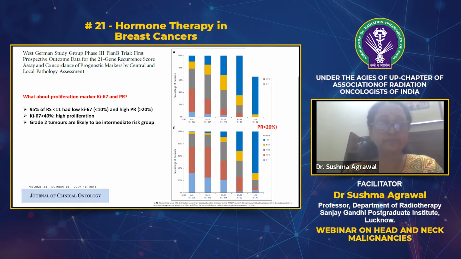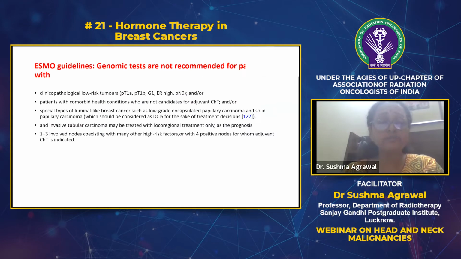which I have mentioned. Therefore the ESMO guidelines also say that genomic tests are not recommended for women with low clinicopathologic features, that is T1s, low grade, high ER and N0s. Women who have comorbid conditions, even if they have small tumors, if you can't give them chemotherapy, why subject them to genomic assays? And there are some subtypes which are papillary or tubular types which are very low grade, so you needn't do genomic assays.